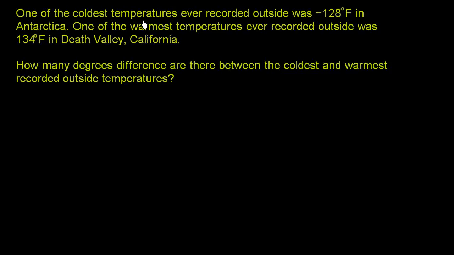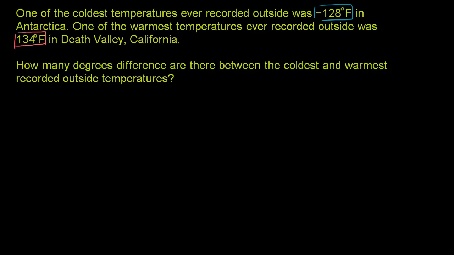One of the coldest temperatures ever recorded outside was negative 128 degrees Fahrenheit in Antarctica. One of the warmest temperatures ever recorded outside was 134 degrees Fahrenheit in Death Valley, California. How many degrees difference are there between the coldest and warmest recorded outside temperatures? So let's think about this a little bit.